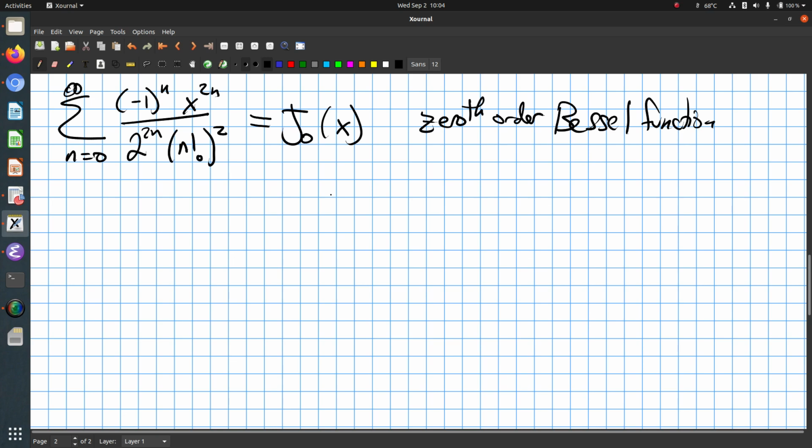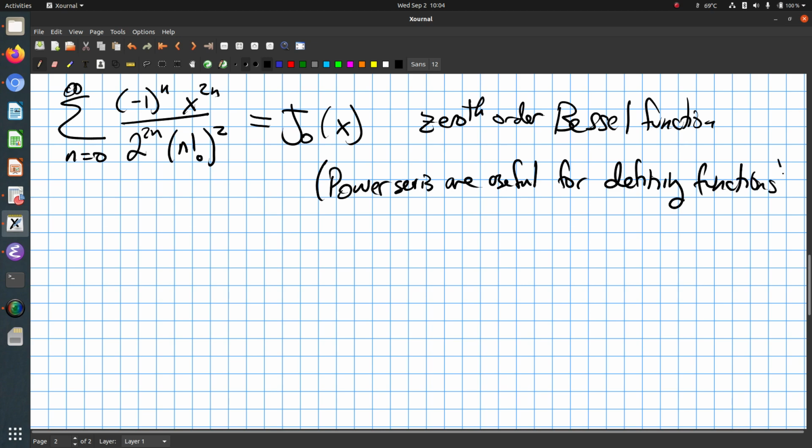But the short answer is, think of it this way. Power series are useful for defining functions. And they turn out to be really handy if you want to solve differential equations as well. You could get solutions in terms of power series often a lot easier than you can any other way. All right, now, all of that aside, let's find the radius of convergence of this.